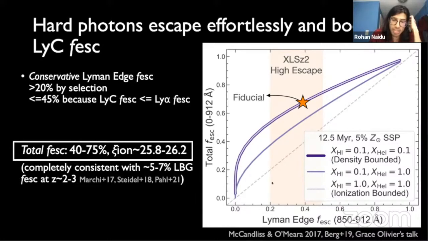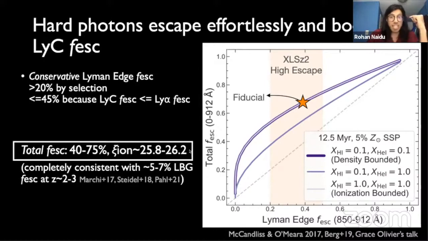So the lower limit comes from selection. We selected them to have more than 20%. And the upper bound comes from that argument about the Lyman alpha escape fraction being a pretty stringent upper bound. And then we convert this Lyman alpha escape to a total escape across the entire ionizing continuum. And that gives us these figures.